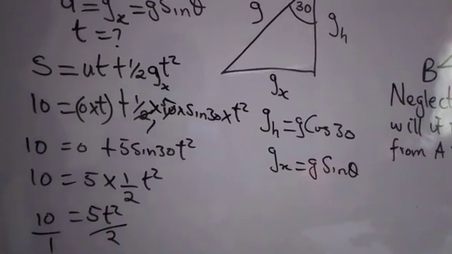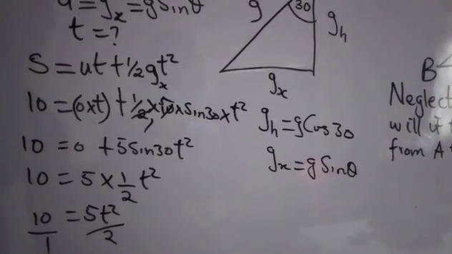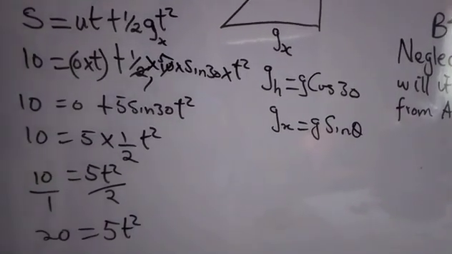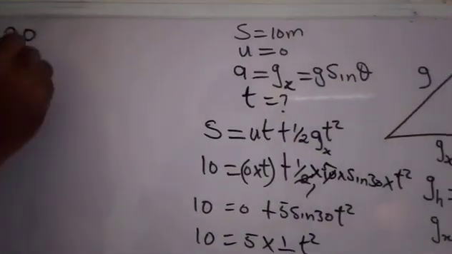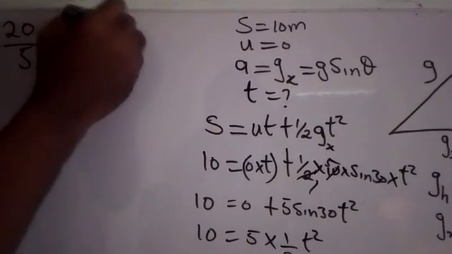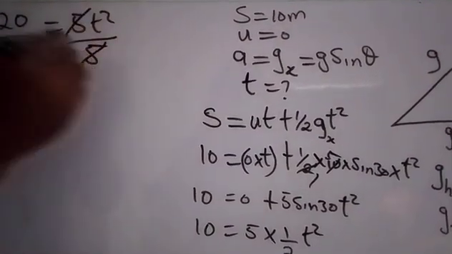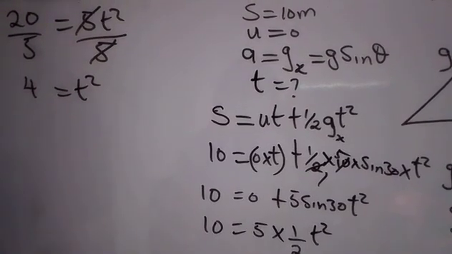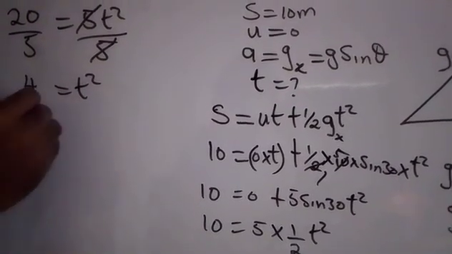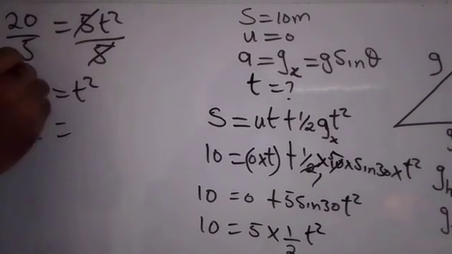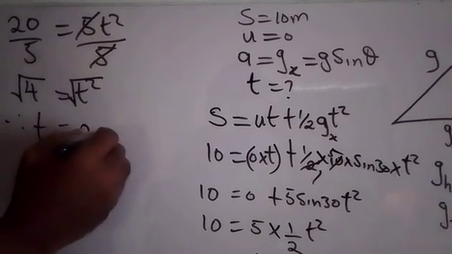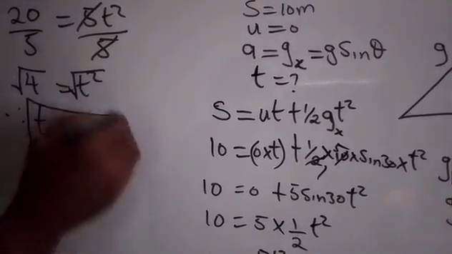When you cross multiply, you have 20 equals 5t squared. When you divide both sides by 5, you have 5t squared over 5. So here is 4 equals t squared. Since we're looking for t, all we need to do is take the square root of both sides. You see that your t is 2 seconds, and that's it.